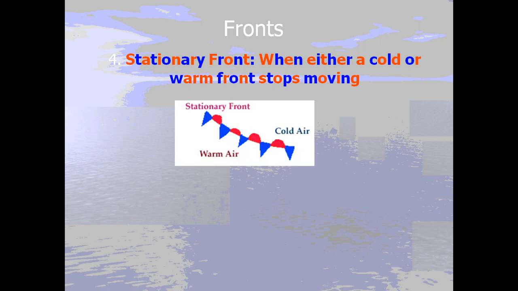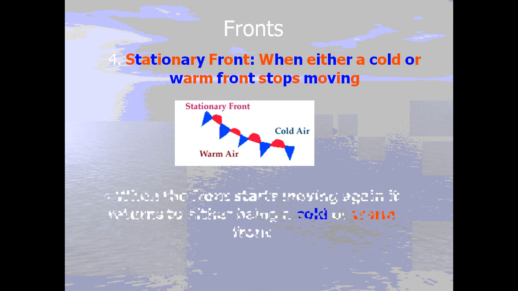And here the image depicts what a stationary front looks like. You have the blue triangle and the red half circles, and they're both pointing in different directions, pointing away from the warm air and pointing away from the cold air, respectively. And when the front starts moving again, it returns to either being a cold or warm front.